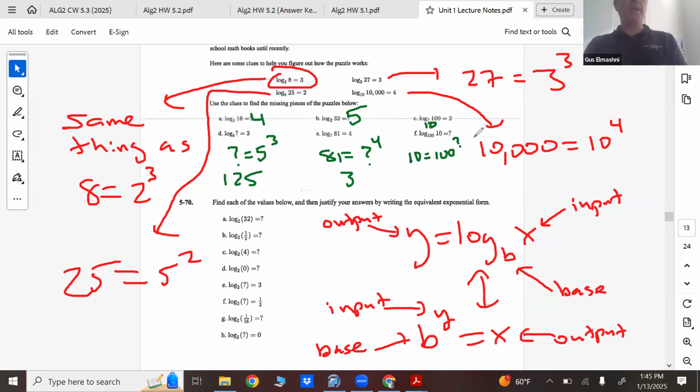What would you raise 100 to get 10? It's a fraction. Yeah, 1/2, because it's the square root. Yeah, you're going to be very fluid with your fraction exponents too.